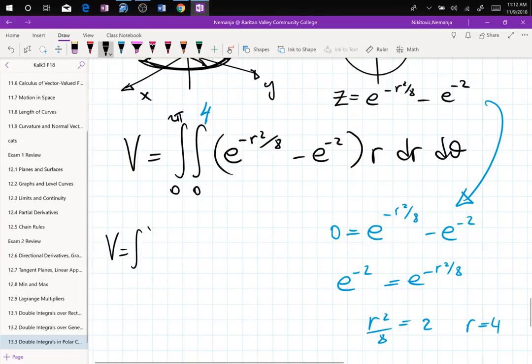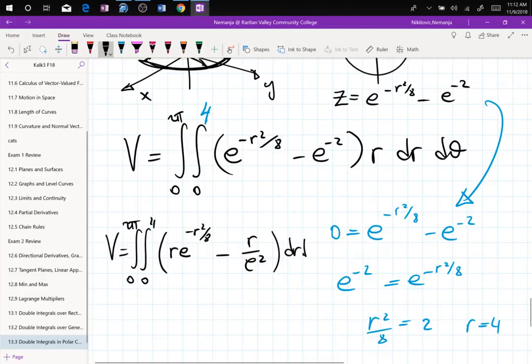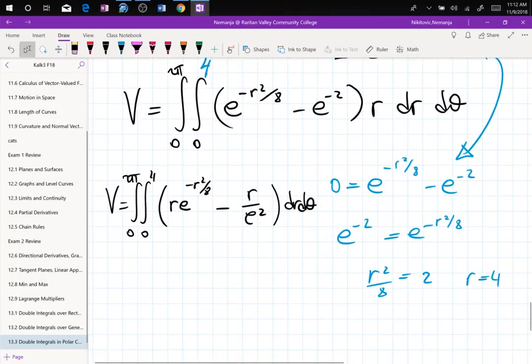Integral, double integral, 0 to 2 pi, 0 to 4. And now I have over here in parentheses r e to the negative r squared over 8 minus r over e squared, dr d theta. So all I did is I just multiplied r inside. That's all I did. So now I have to do a Calc1 problem.